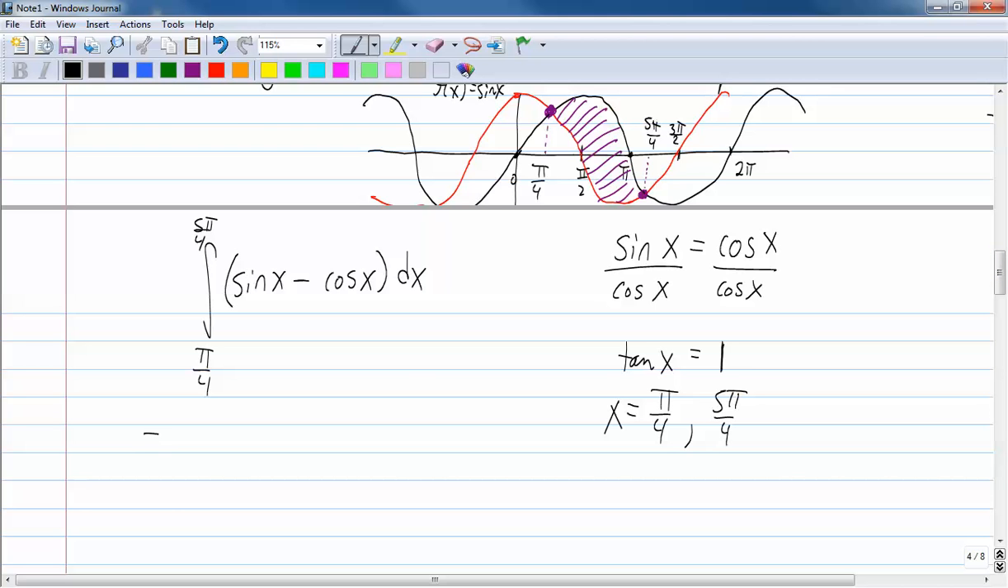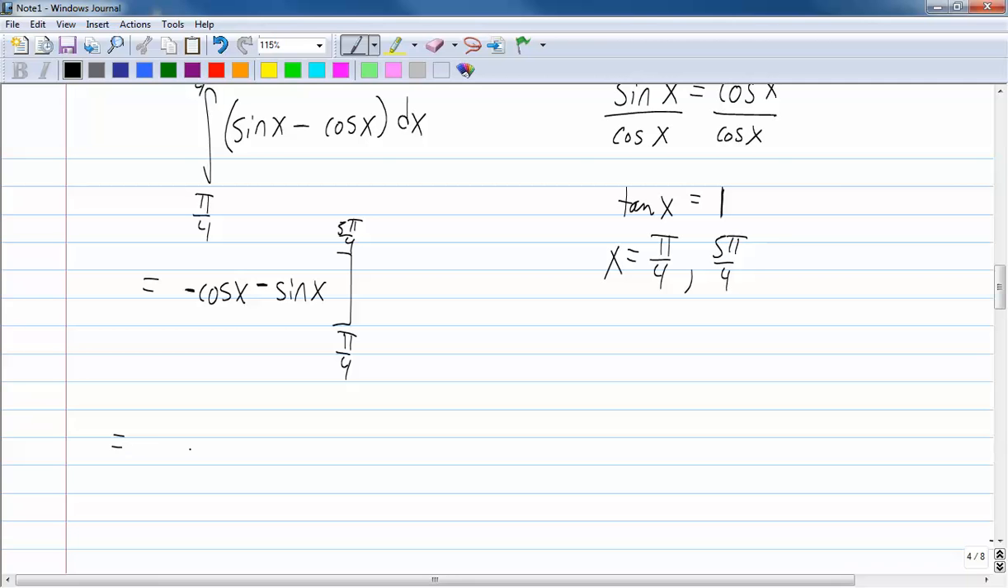Alright, so now we integrate. The integral of sine is negative cosine, and then I have minus, and the integral of cosine is positive sine, but there was a minus in front, so let's bring the minus down. Integral of cosine is sine. We're evaluating that from pi over 4 to 5 pi over 4.